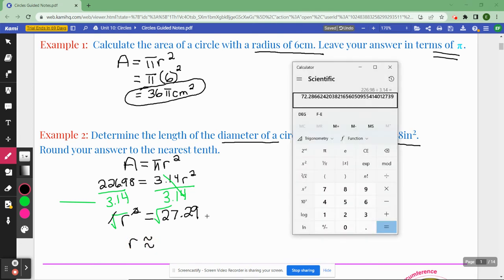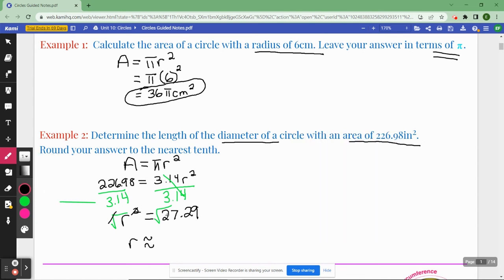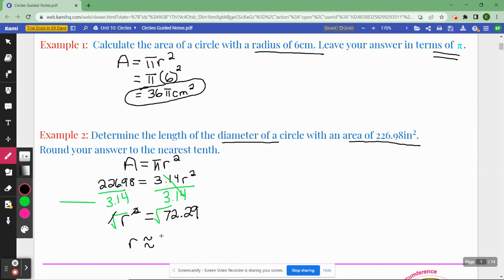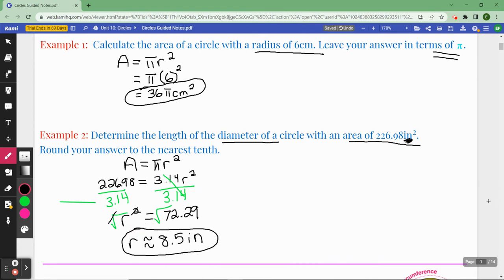So the square and the square root cancel each other out, leaving us with an approximate. And let's see, the square root of 72.29 is going to be about 8.5. So when I round here, I get about 8.5 as the length of the radius. And just adding our units in there, we are talking about inches. So that means the radius of the circle had to be about 8.5 inches long. So that's some examples of area.